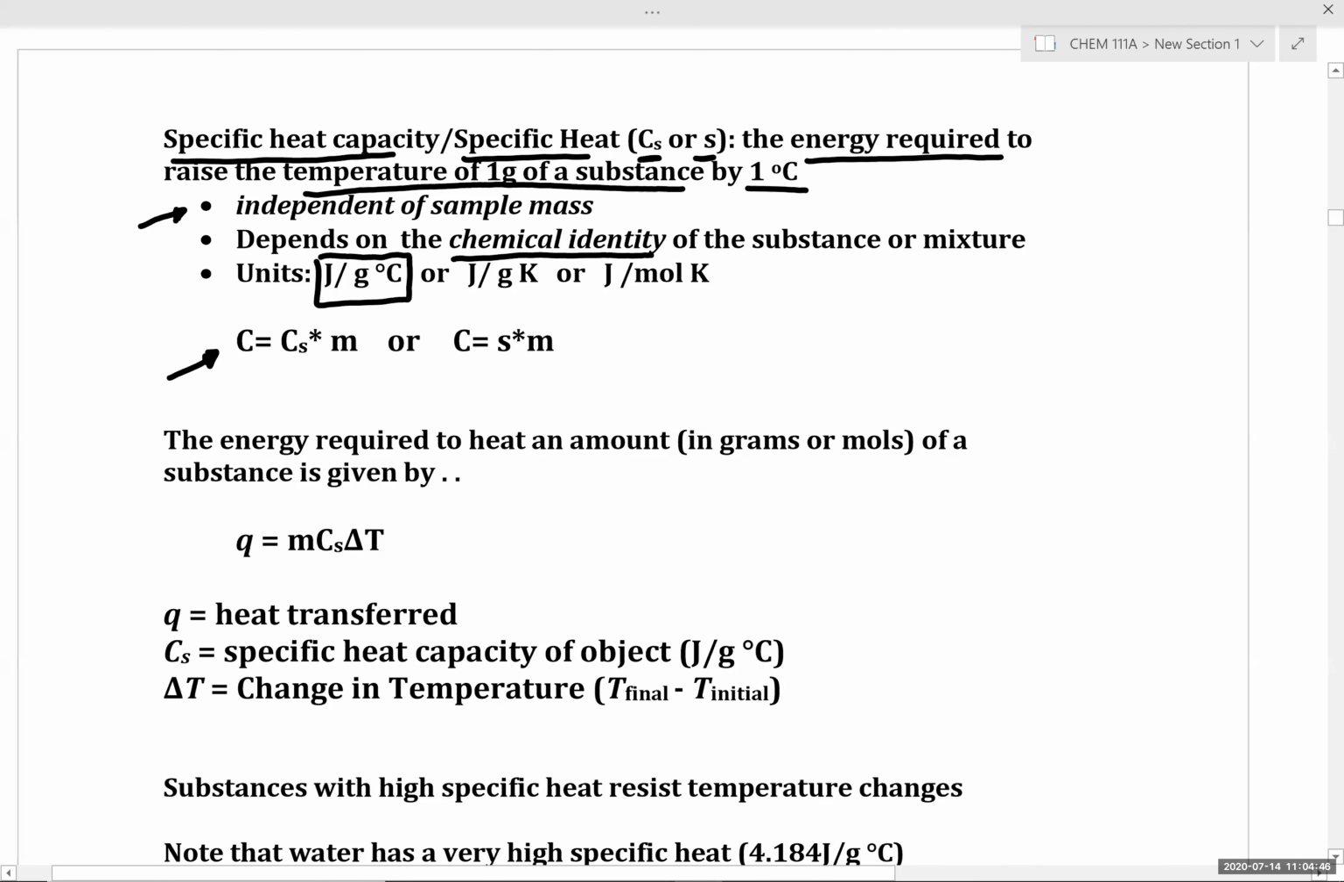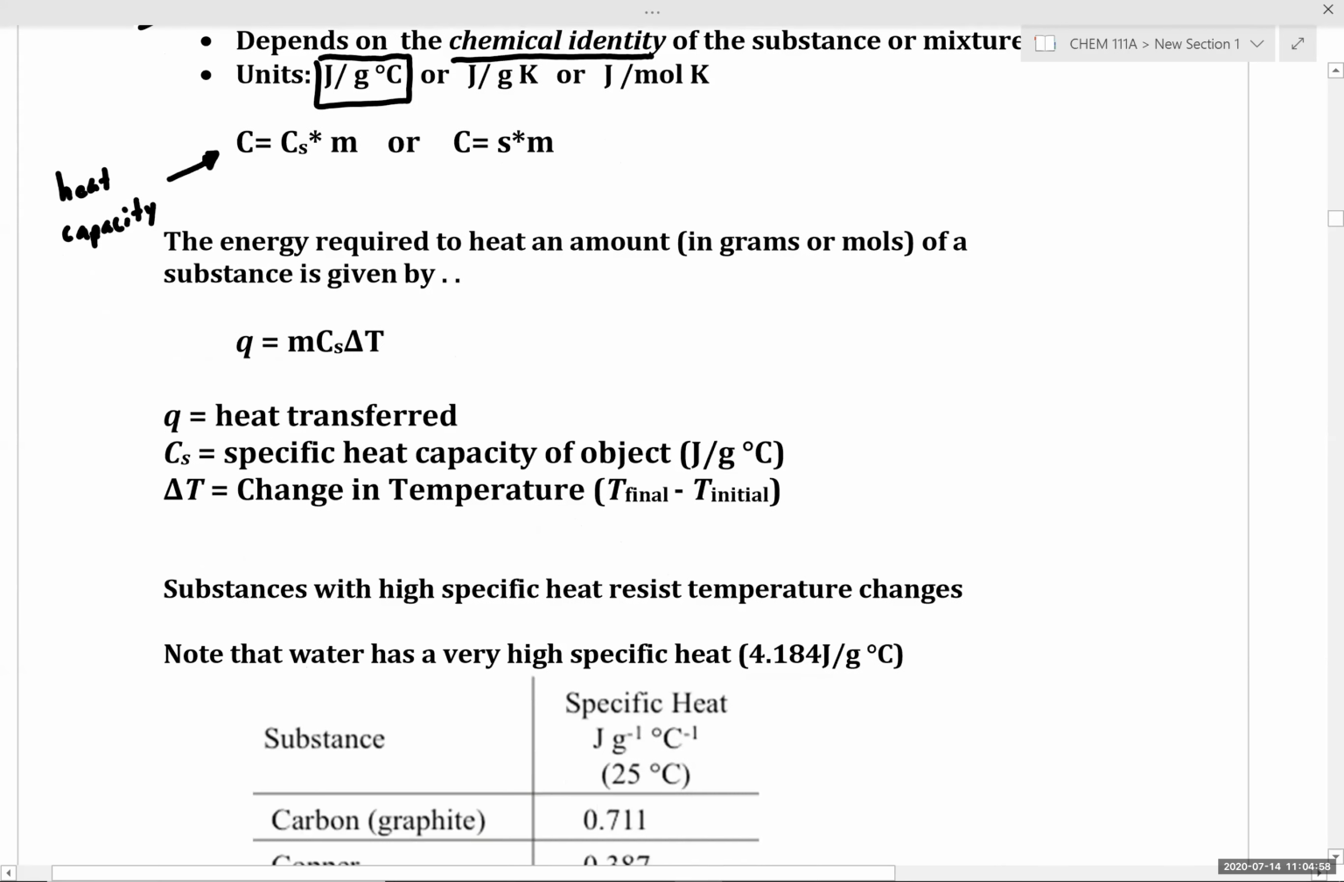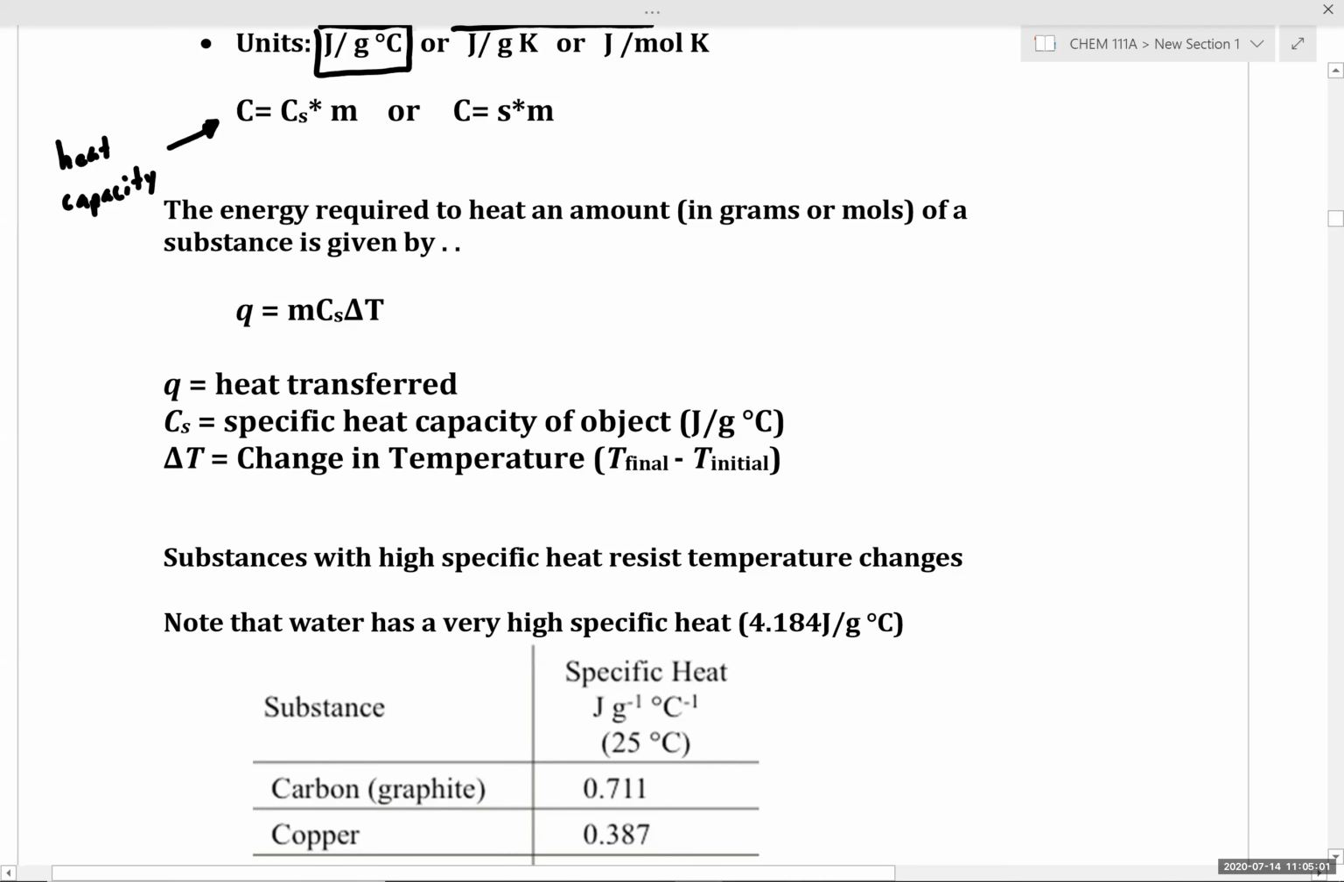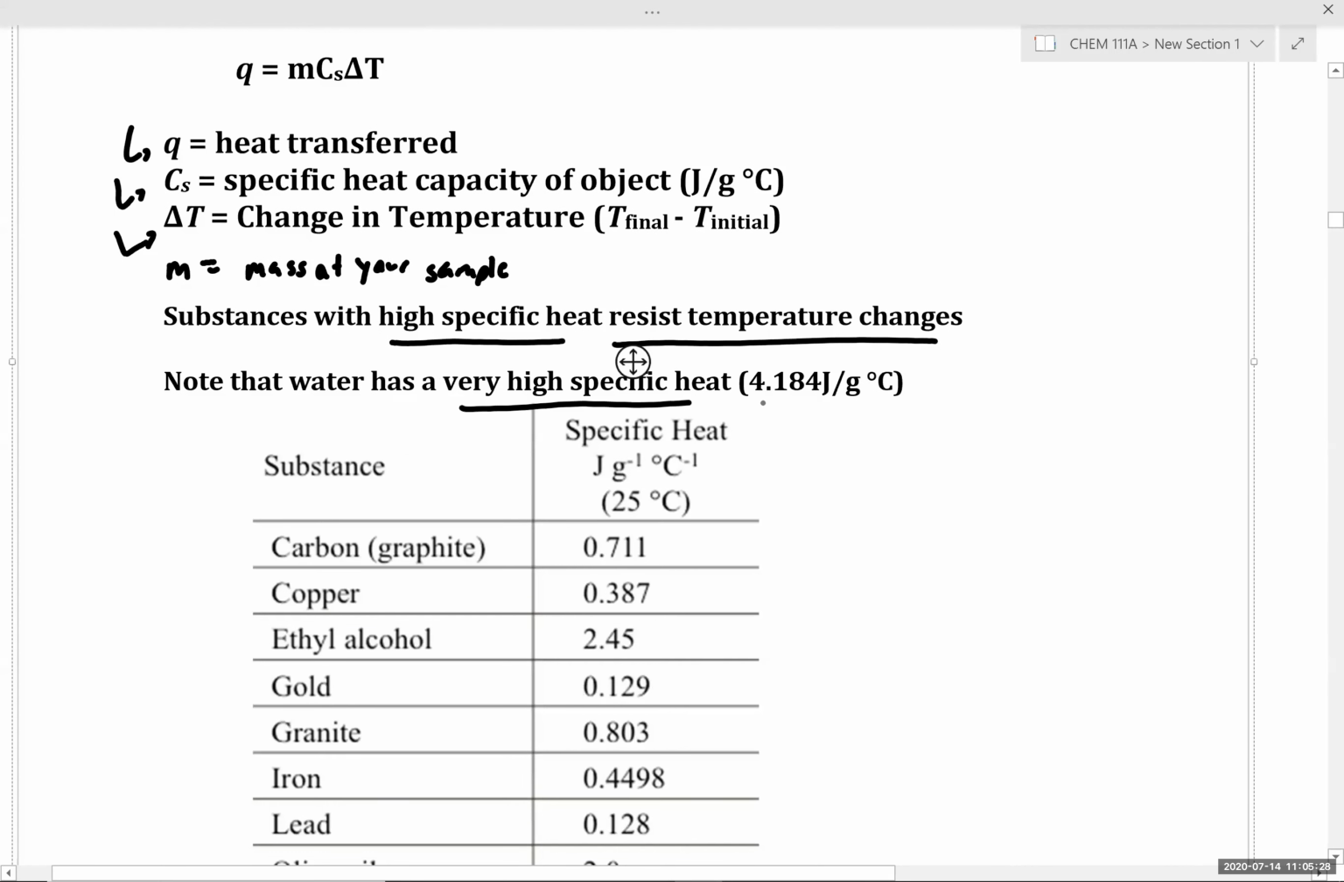So remember, the C with no subscript is the heat capacity. So suppose that you're heating a sample and you want to measure the heat required to change the temperature of a sample. You can calculate the heat by taking your specific heat, multiplying it by the change in temperature, and M is just the mass of your sample. So what this means practically is samples with a high specific heat resist temperature changes. Note that water has a very high specific heat.